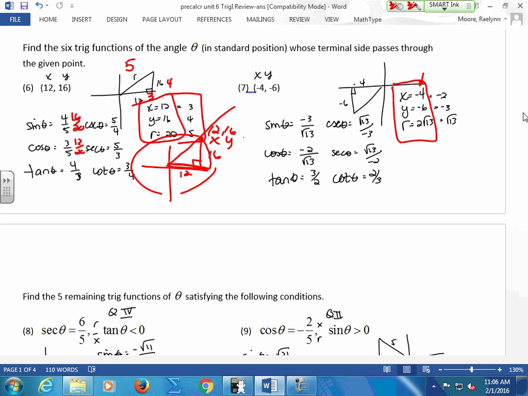This guy, again, come to this quadrant, set this up, reduce this. Reduce it before you start. Make sure your radicals are reduced as well.